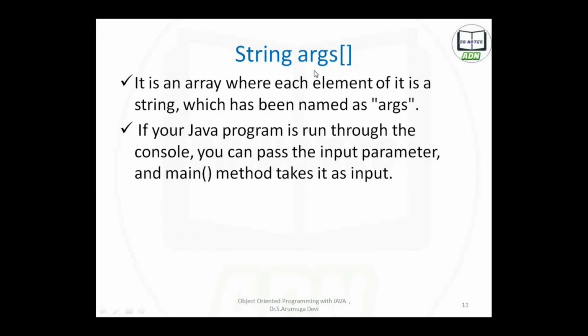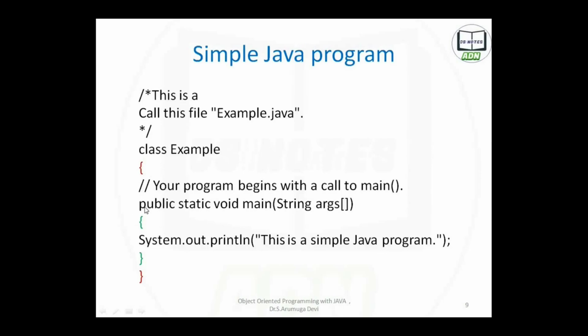String arguments is an array that contains strings. If your program is run through the console, you can pass input parameters to the main method. This is the reason for writing this line: public static void main of string arguments.